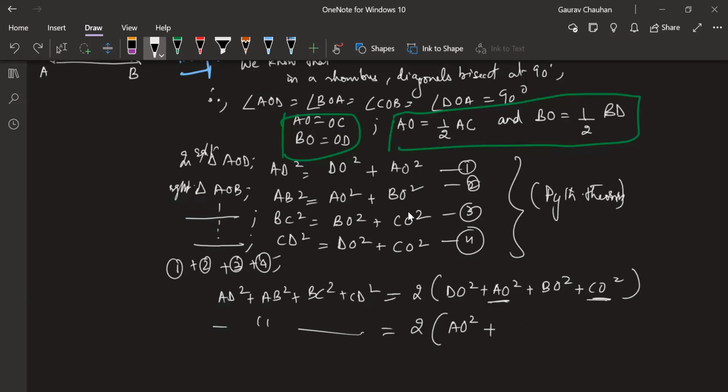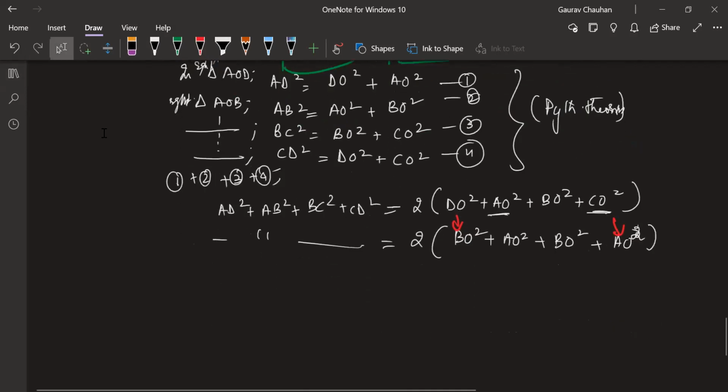Let's write here BO square in place of DO square. Then you have plus AO square as it is, plus BO square as it is, and plus AO square in place of CO square. Why? Because AO is equal to CO, so their squares will also be equal. If both are 4 centimeter, both their squares will be 16 centimeter square.